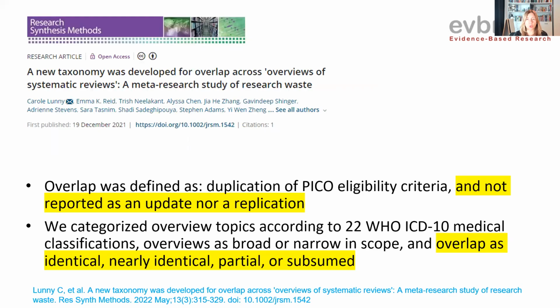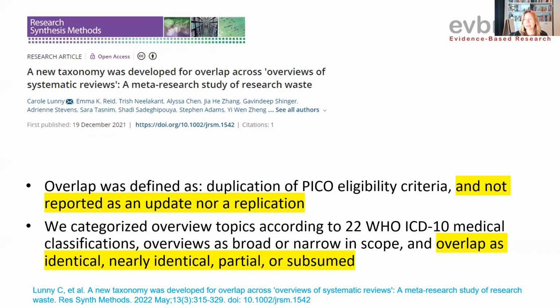whether, if a single group of researchers proposes some definitions, this is universally adopted or approved by other researchers in the field. So I would like to show an example from a recent manuscript published by Carol Lunny and colleagues about a new taxonomy for overlap across overviews of systematic reviews. In this example, the group defined overlap as duplication of PICO eligibility criteria and not reported as an update nor a replication. So now the question is, if somebody does not report that something is an update, or a replication, should this indeed be considered an overlap?